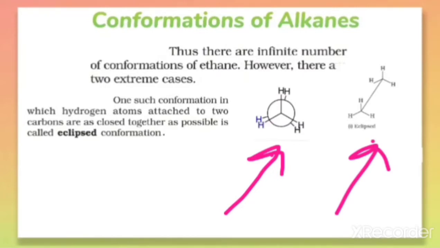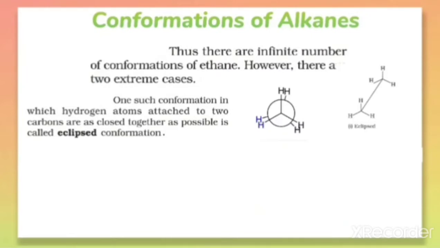It will be clearer when you have the model in front of you. You can have the two different views, and on the basis of the views we can make the two structures in this way. In the second structure, this is the front carbon and this one is the back carbon. The front carbon is attached to the 3 hydrogens shown here, and the back carbon is attached to 3 hydrogens.